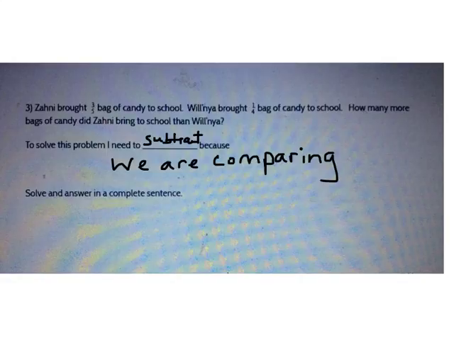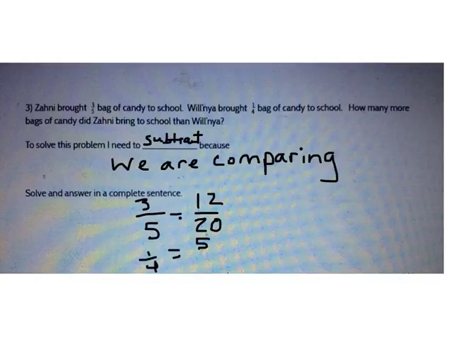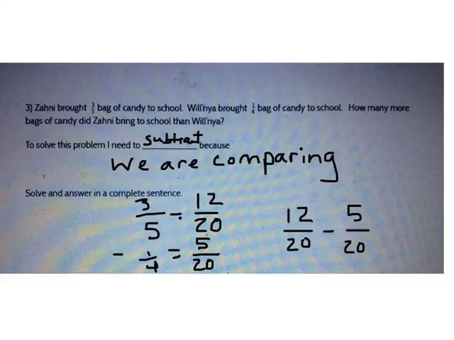Now I can solve and answer in a complete sentence. I've already done most of the work for this problem in the previous problem. I know that 3/5 is the same as 12 over 20, and I know that 1/4 is the same as 5 over 20. All I have left to do is subtract. What's 12 twentieths minus 5 twentieths? It's 7 twentieths. Zanai brought 7 twentieths more bags than Naya.